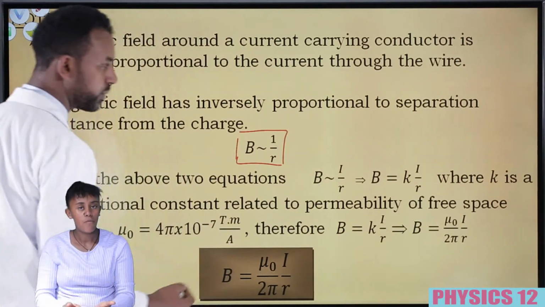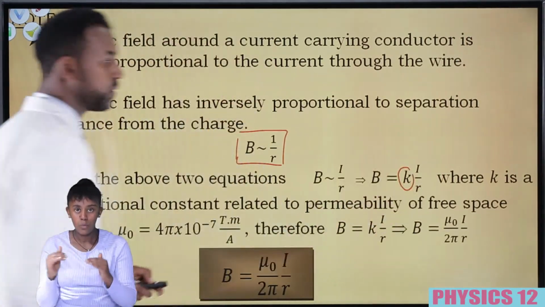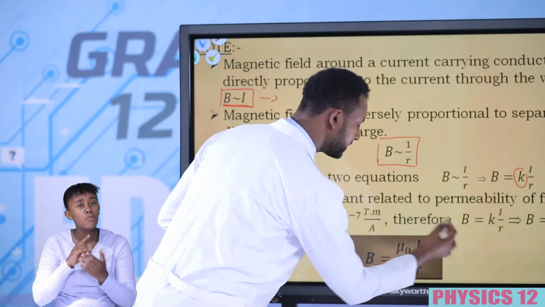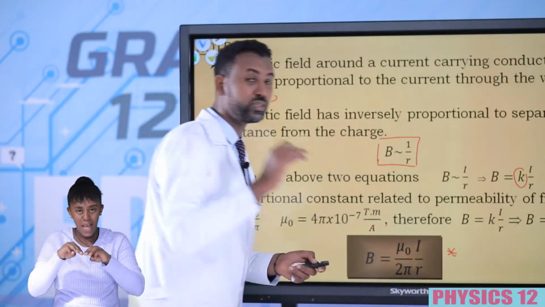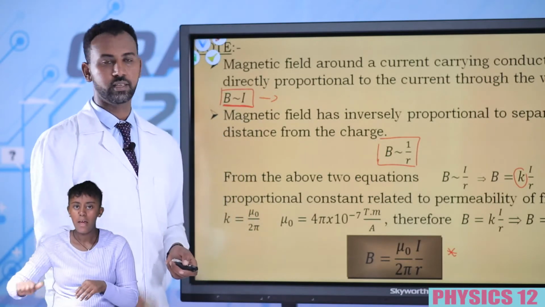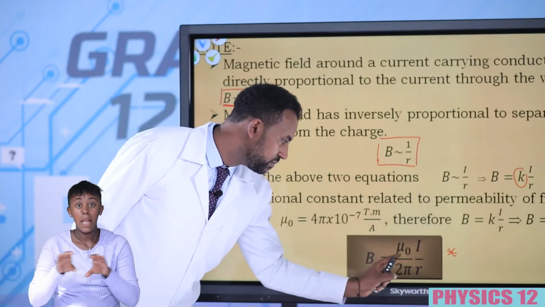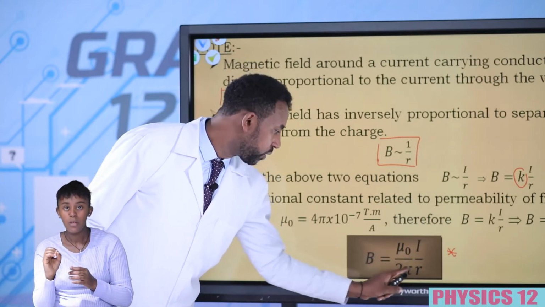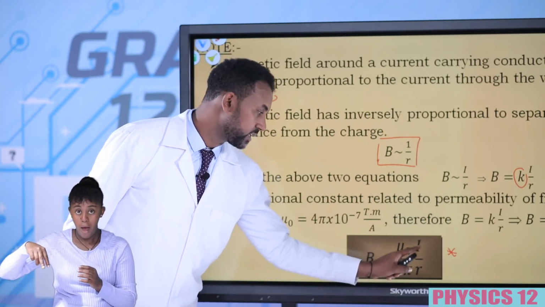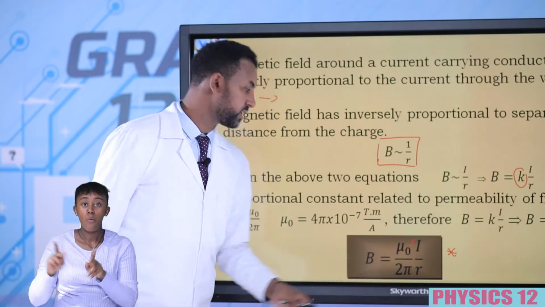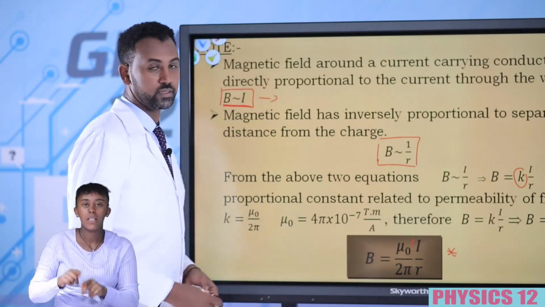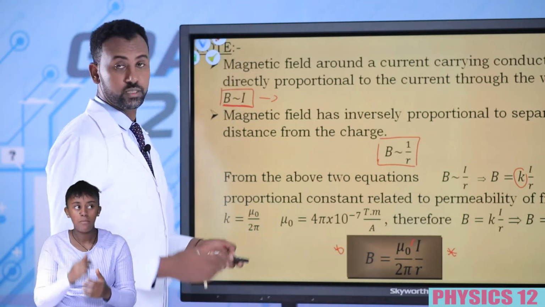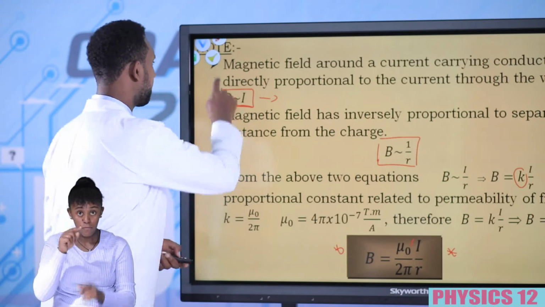Therefore, equating these two relations and introducing a constant k, it's possible to find the magnetic field around any straight current carrying conductor as mu naught, the permeability of free space, times current I over 2 pi r. It is directly proportional to the current and inversely proportional to the separation distance. So this is a very important equation in this unit in magnetism.